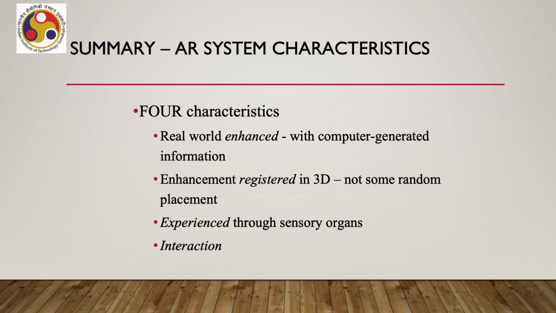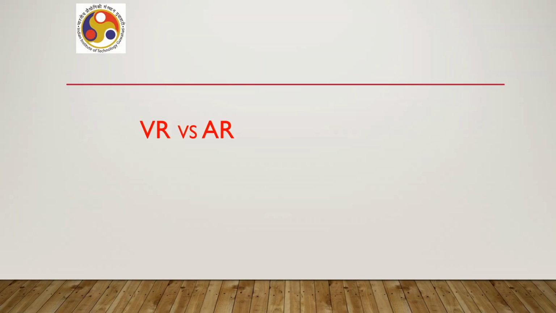So, these are the 4 characteristics. For VR we have seen 3 characteristics, for AR we are seeing 4 characteristics. Like VR, we can understand AR system by checking against these characteristics. So, given any system, we should check the characteristics one by one to see if the system is an AR system or not.